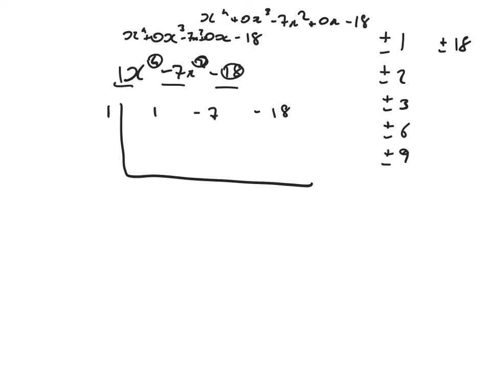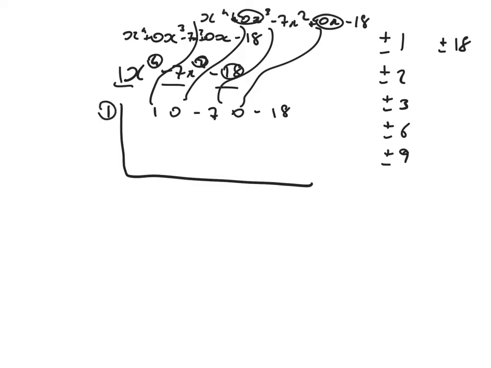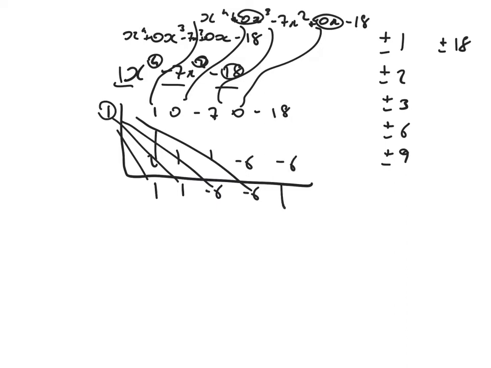So again, x to the power 4 minus 7x squared minus 18 is x to the power 4 plus 0x cubed minus 7x squared plus 0x minus 18. And so the coefficients are 1, 0, minus 7, 0 and minus 18. Okay, so we're trying 1. So drop that 1 down. 1 times 1 is 1. 1 plus 0 is 1. 1 times 1 is 1. 1 minus 7 is minus 6. Multiply that by 1 is minus 6 again. Minus 6 plus 0 is minus 6. Multiply that by 1, and that's minus 6. Minus 6 plus minus 18 is minus 24, which is a non-zero remainder.